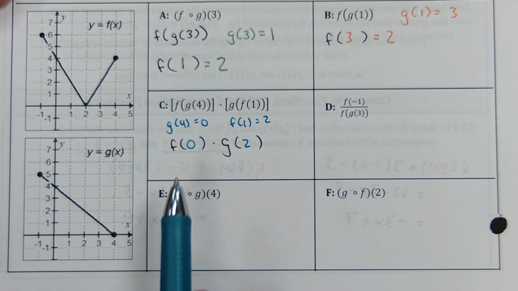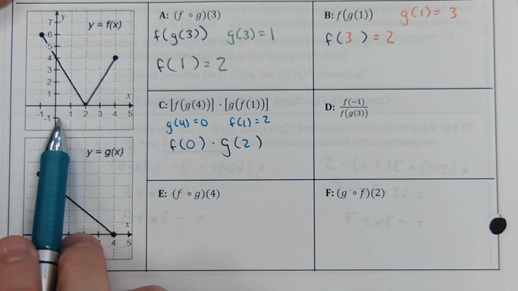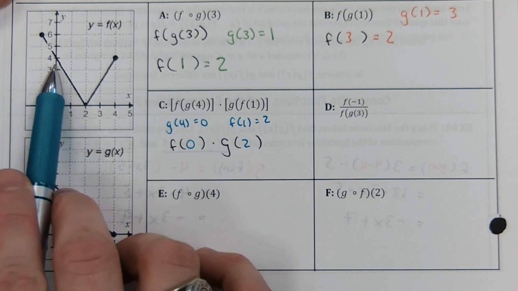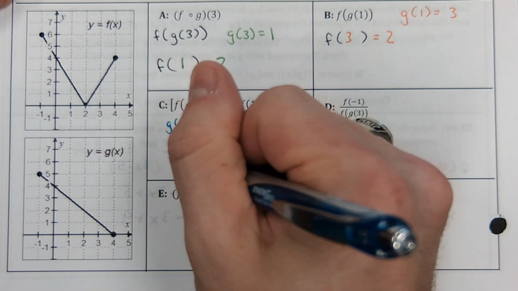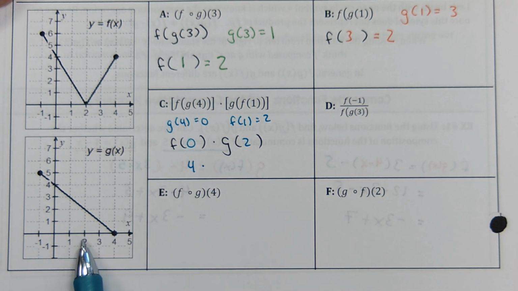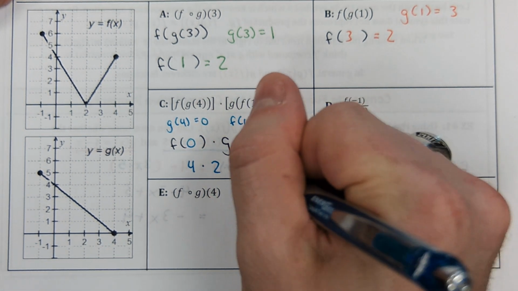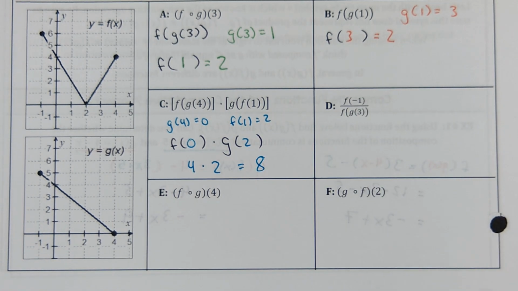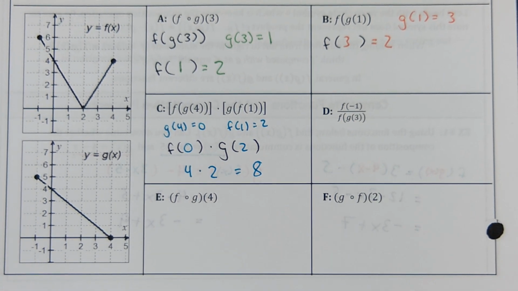And then we can come to the graph of f, see x equals 0 is right here, track it all the way up to the y value of 4. Then I can go to the graph of g to x equals 2. The y value happens to also be 2, and get 8 as my result. I like evaluating compositions. It feels like a scavenger hunt.